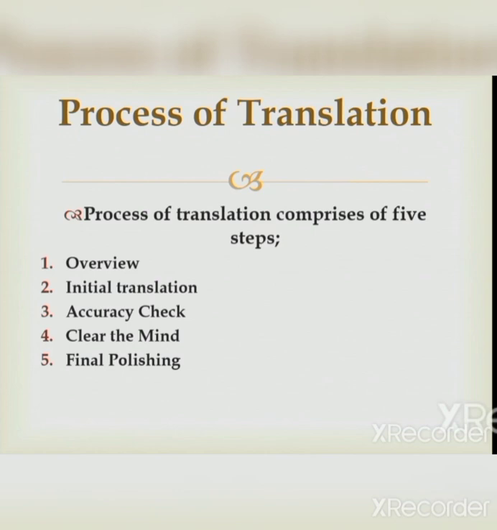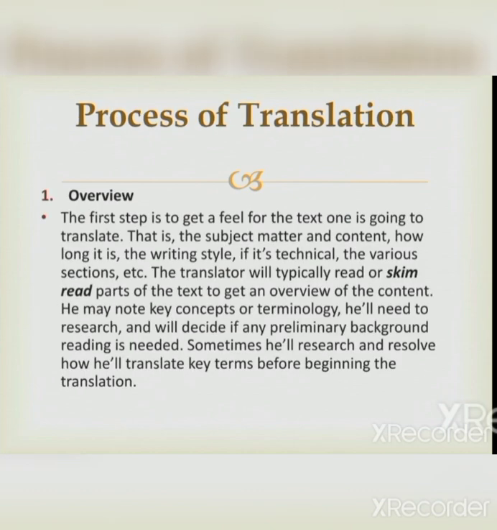Number one is overview. While they are doing translation, they overview the translation that is to be done. Then the second one is initial translation, the third is accuracy check, the fourth is clear the mind, and the fifth is final version. So let's explain them. Number one is overview.